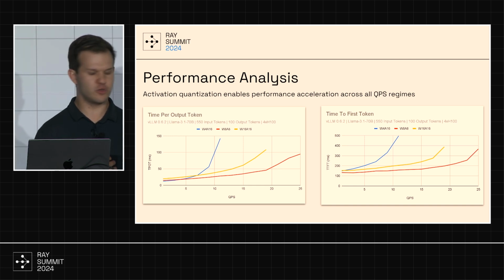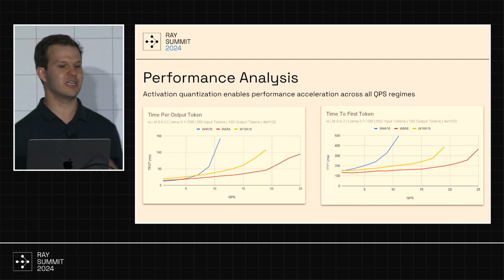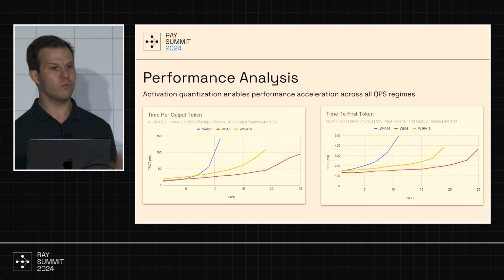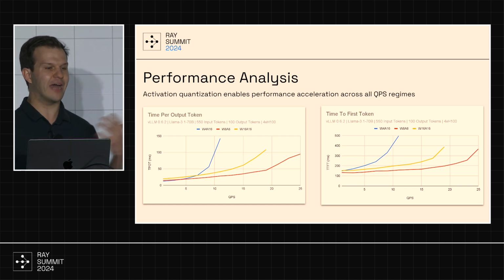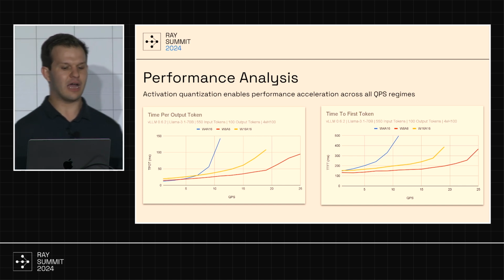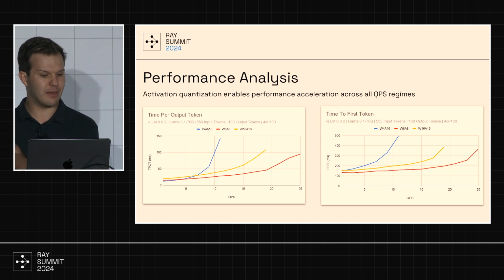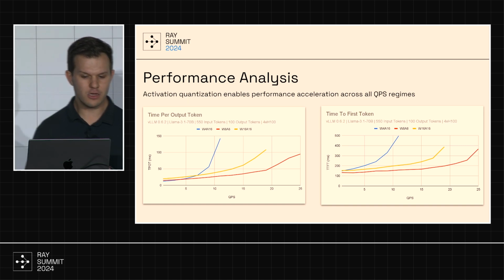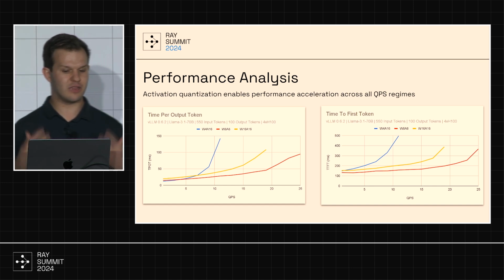When we don't have too much load on the server, the mixed precision does really, really well. It gives us the optimal latency. The reason for this is at low QPS, we're spending a lot more time in this low batch M decode phase, and we're not having as much time in the high M prefill phase.